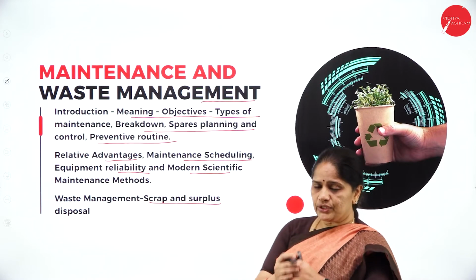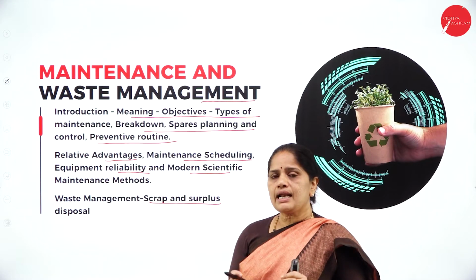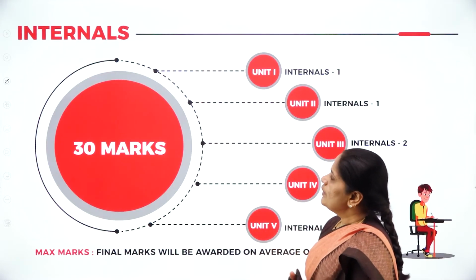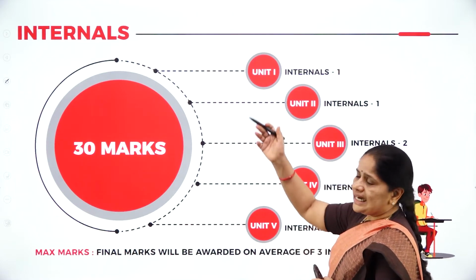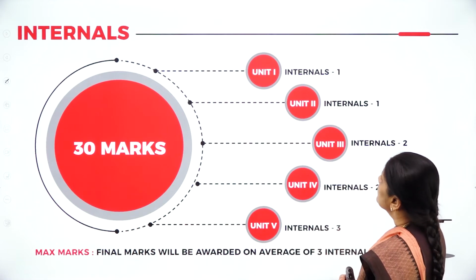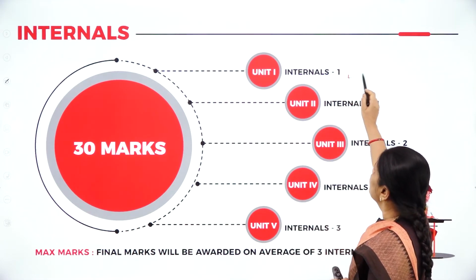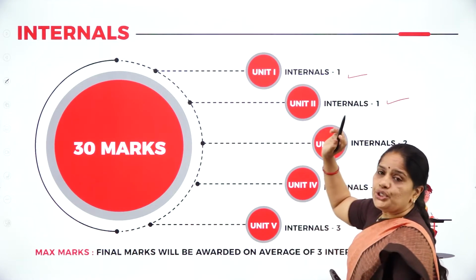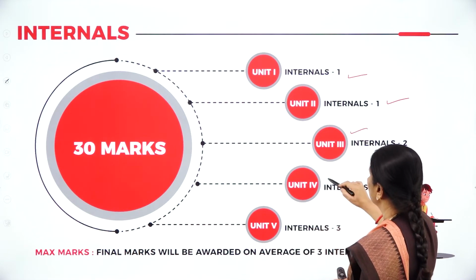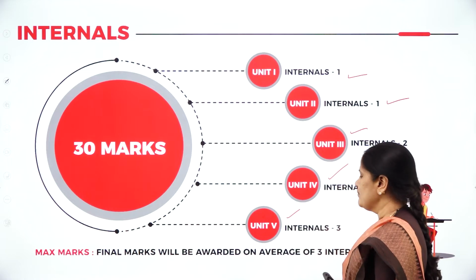So I have given you a brief introduction of all the 5 units of the syllabus related to production and operations management. Now we'll have the internals here. So usually there will be 3 internals. For the first internals, we'll have 2 chapters, that is unit 1 and unit 2. For the second internals, we'll have unit 3 and unit 4. And for the third internals, we have unit 5.